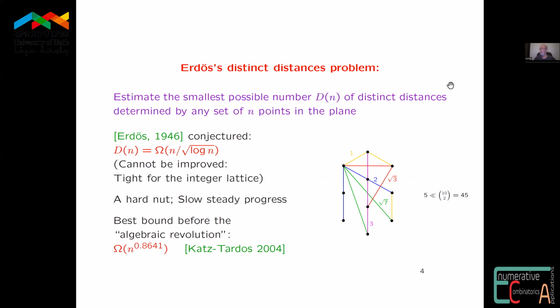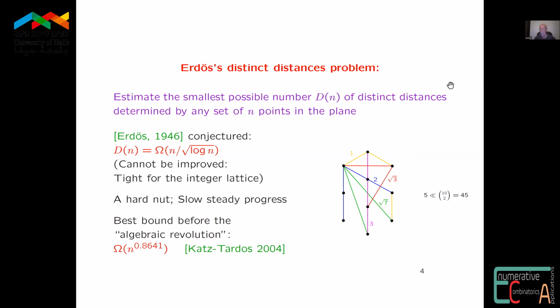If the points are in general position and you have n points, you will get n choose 2 distinct distances for sure. But if the points are nicely arranged, like in the example here, there are 10 points, but out of the 45 pairs, you only get 5 distinct distances. Erdős noticed that the integer lattice gives you roughly n over root log n distinct distances, and he conjectured that this is the general lower bound. So no matter how you arrange your set of points, n points will always give you at least n over root log n distances.